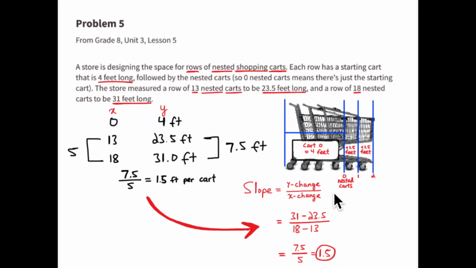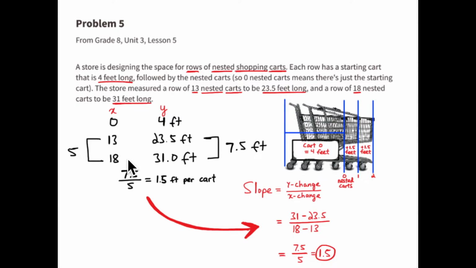So how much change is there in the vertical direction, or along the y-axis, for every unit change in the horizontal direction, or along the x-axis? So how many feet increase is there for each nested cart? This is the vertical change, the number of feet. This is the horizontal change, the number of carts. This is y and this is x. And so there's a 1.5 foot increase for each nested cart. That's 7.5 feet divided by 5 carts.